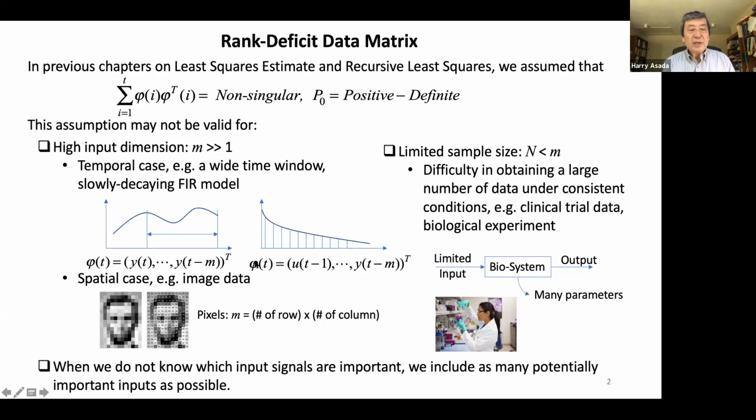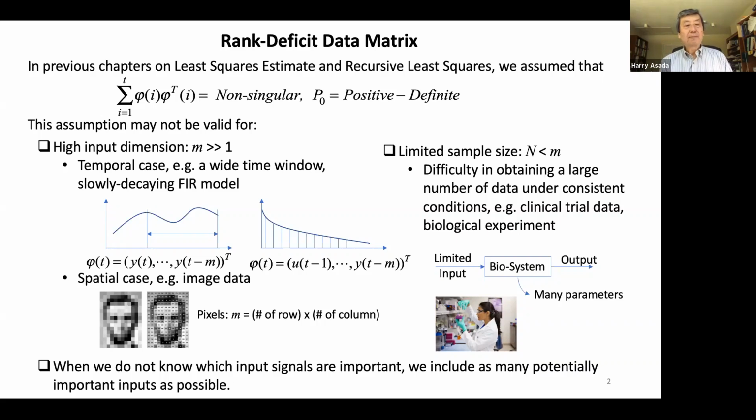The other situation is spatial. So dealing with the two-dimensional image or three-dimensional image, in this case, the number of pixels is basically the number of rows times the number of columns. So say even just 100 by 100, that is 10,000, and so that's a high dimension.